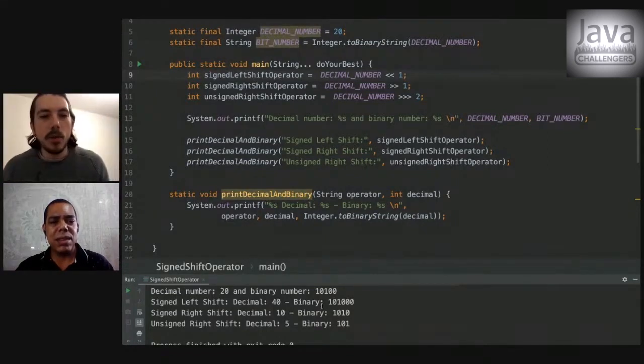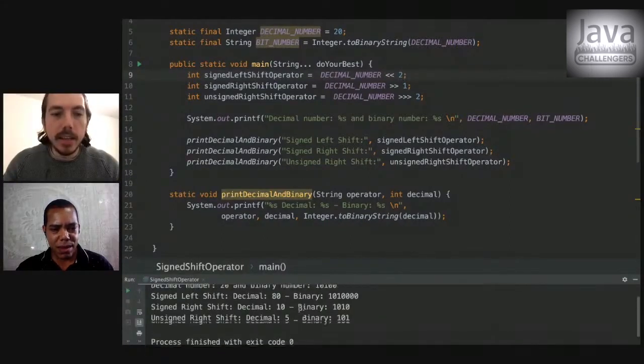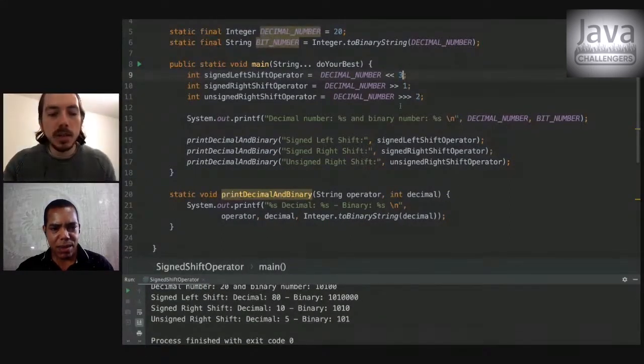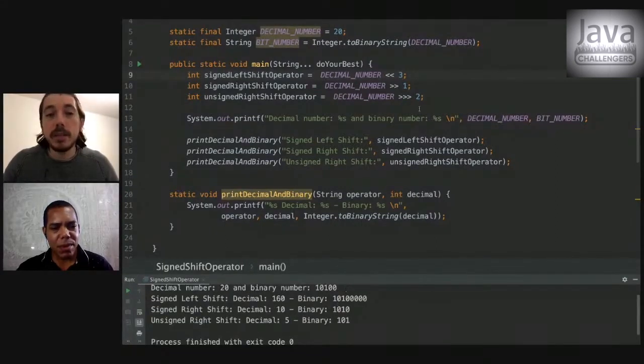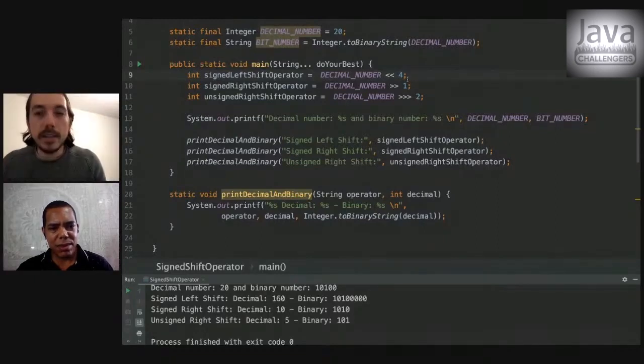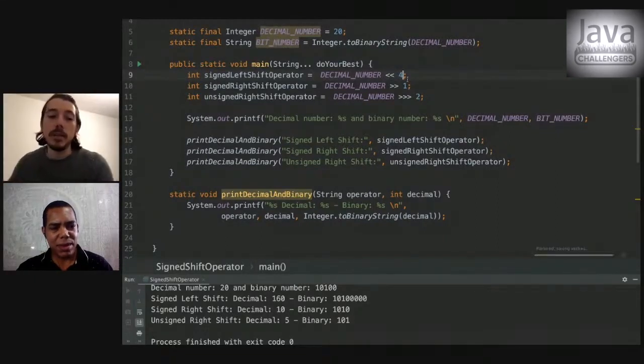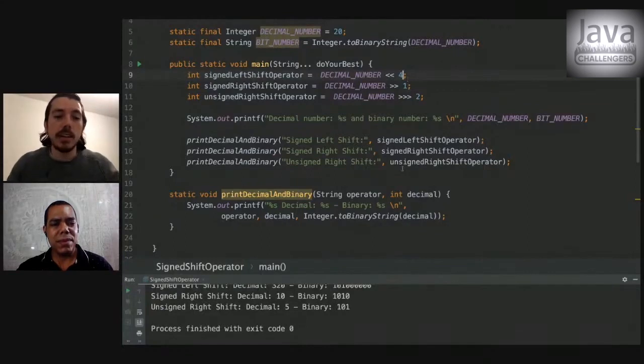So, for example, it will always be the double. If we put just 1, it's 40. If we put 2, it's gonna be 80. If we put 3, it's gonna be 160. If we put 4, it's gonna be 320, and so forth. So it will always be the double of the last value.